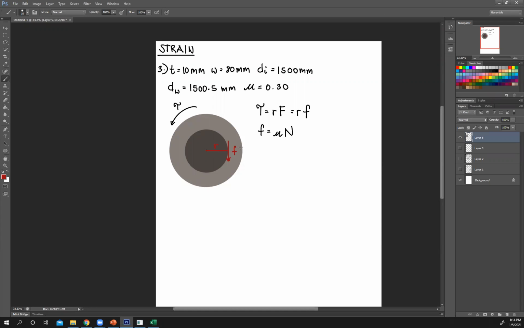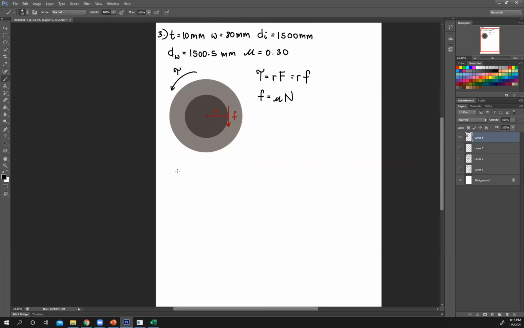So now I need to know what that N is. N is the contact force between your wheel and your tire. So now how do I get that? How do I get that contact force? Well, let's try to get a cross section of this.